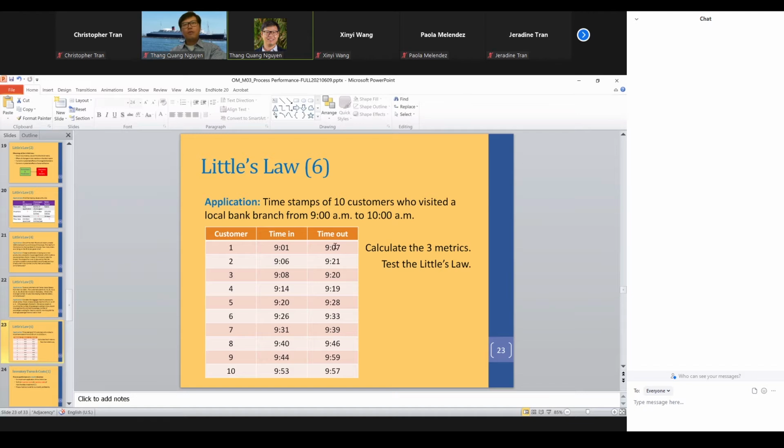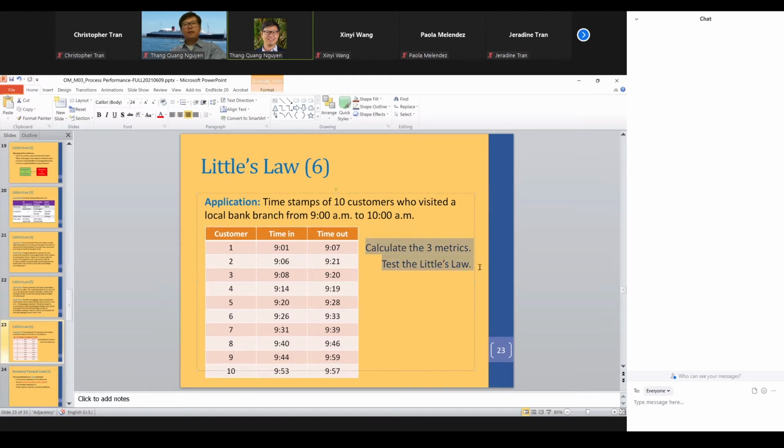And now we stay back and review the videotape. So we see that customer 1 walked in at 9:01 and walked out at 9:07. Customer 2, 9:06, and then out at 9:21, right? On and on. So these are called the timestamps that we can easily see in the videotape, right? So we have 10 customers walking in and walking out from 9 to 10 a.m. And we know what time they walked in, what time they walked out.